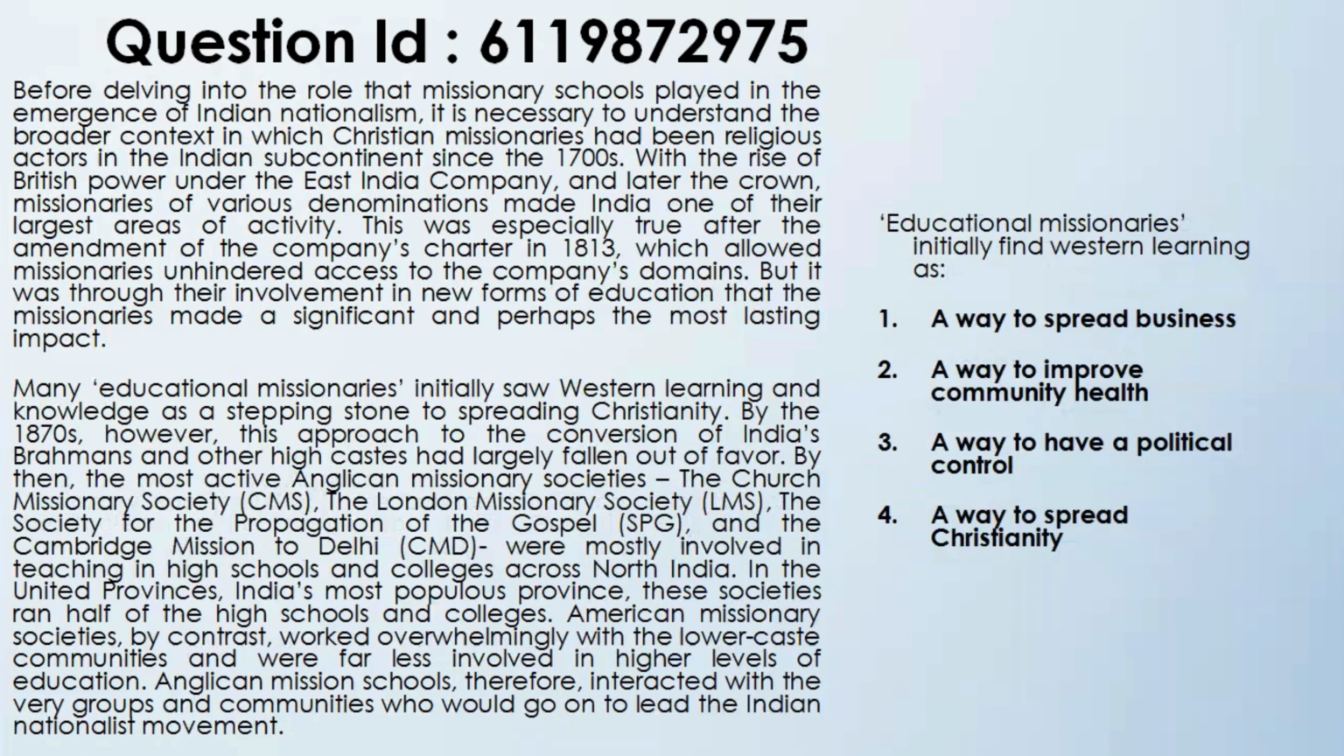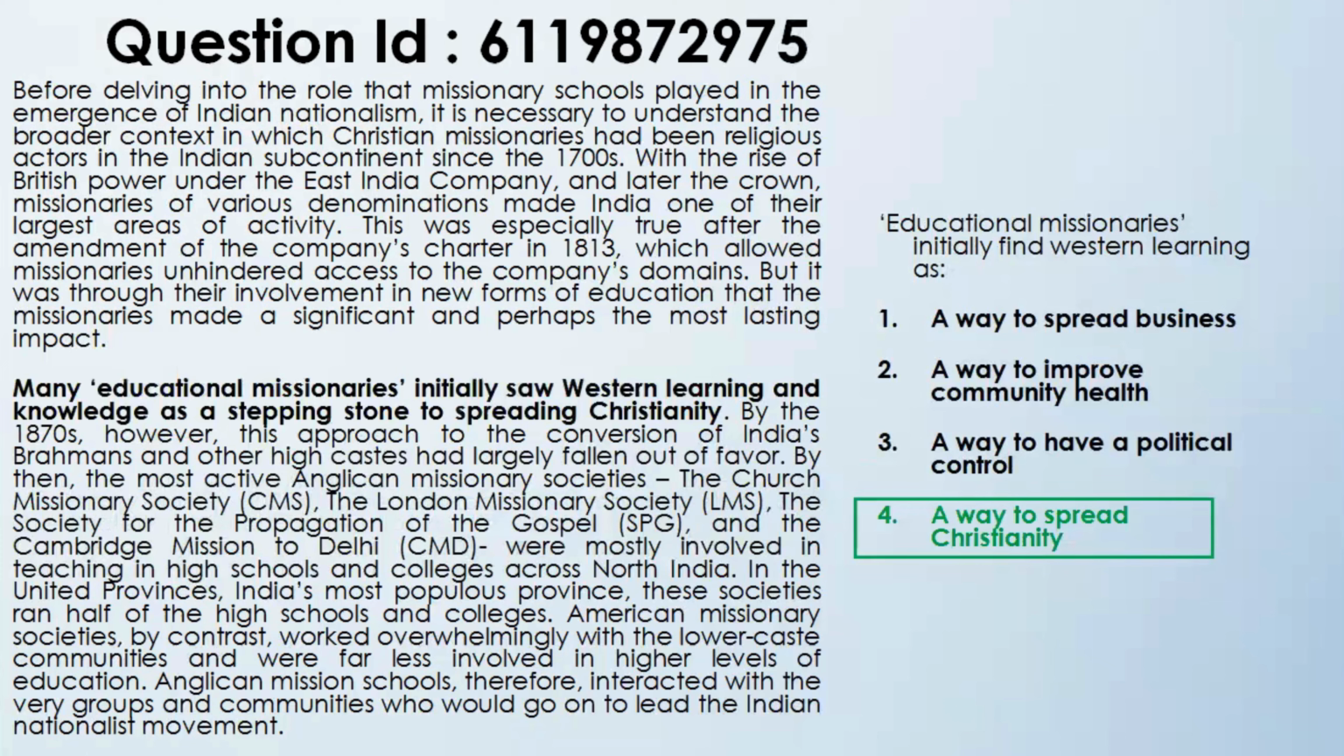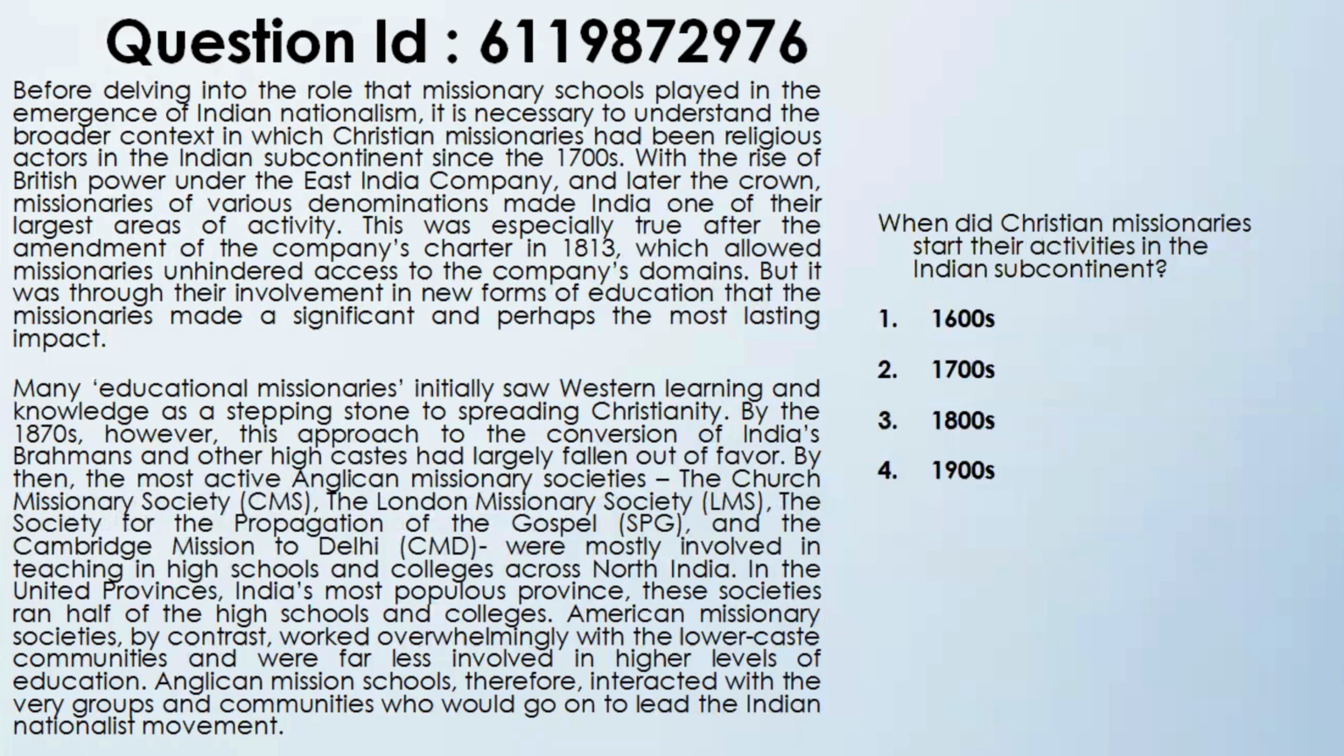The next question based on the passage is: educational missionaries initially find Western learning as what? A way to spread business, a way to improve community health, a way to have political control, a way to spread Christianity. In the passage, look for educational missionaries within quotation as given in the question. You find the answer right there. Okay, so the correct answer is option 4, a way to spread Christianity. The next question is, when did Christian missionaries start their activities in the Indian subcontinent?